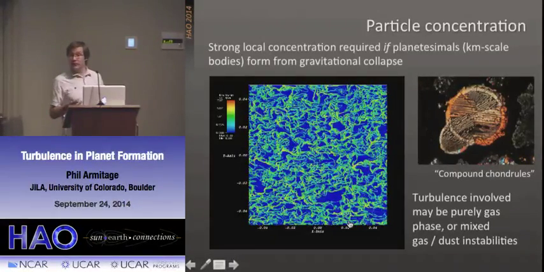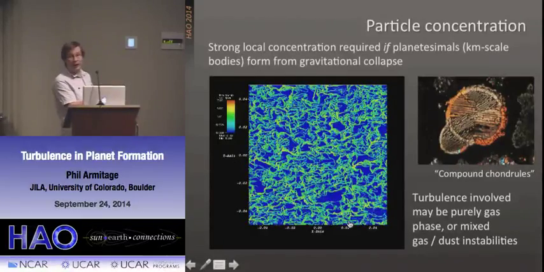And there are popular theories for making planetesimals that involve the collapse of quite large amounts of solid material directly to form those objects, purely under their own self-gravity. And to do that, you require a very large concentration of the solids compared to their average or mean concentration within the disk. So how this occurs is a big open question. The turbulence that could produce that concentration may be purely gas phase turbulence, or it may involve mixed instabilities that involve both the gas and the dust as dynamical players.